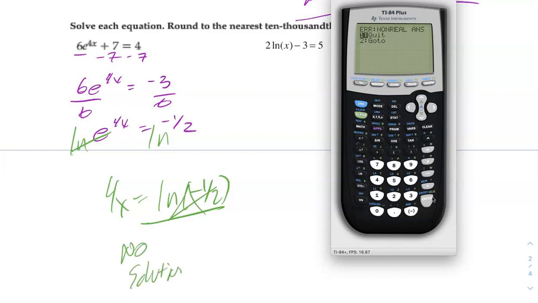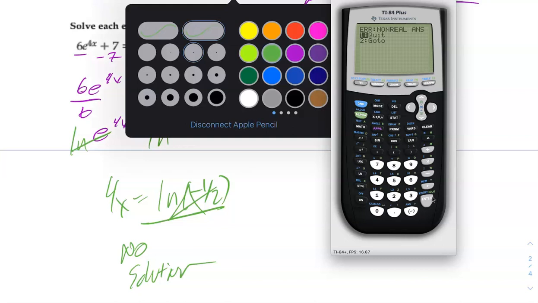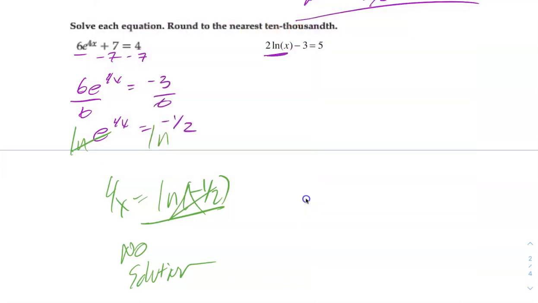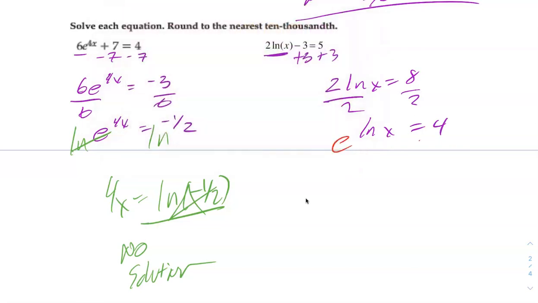Okay, the next one. Again, you want to get the natural log by itself. That's the key to doing these. Get the natural log by itself. So we're going to add 3. I get 2 natural log of x equals 8. Divide by 2 first. Natural log of x equals 4. Now we're going to take e to the power of both sides. x equals e to the 4th. And there's my answer. That's the worksheet.